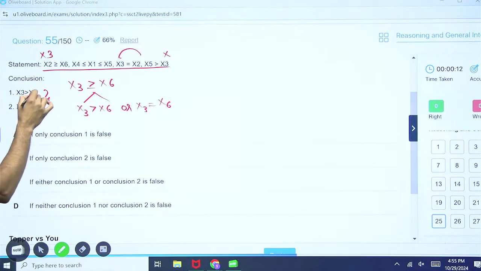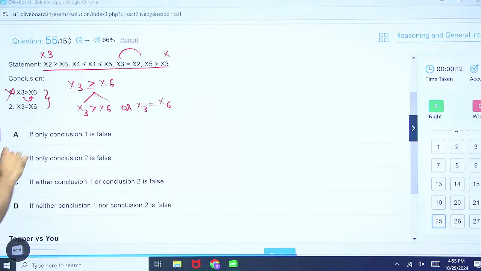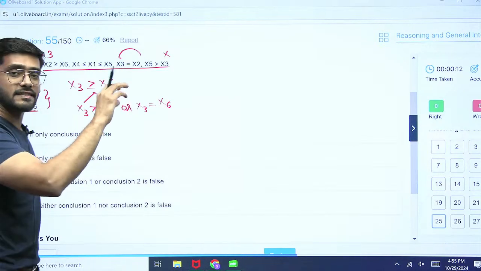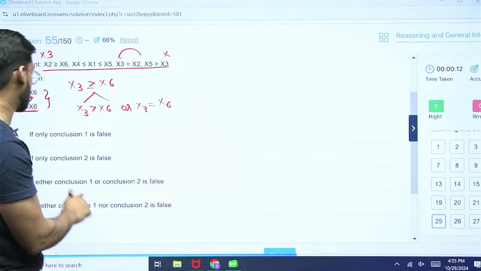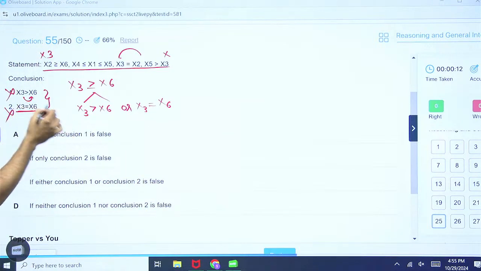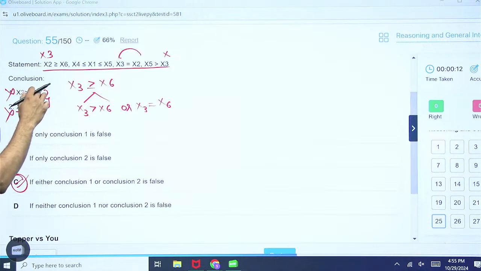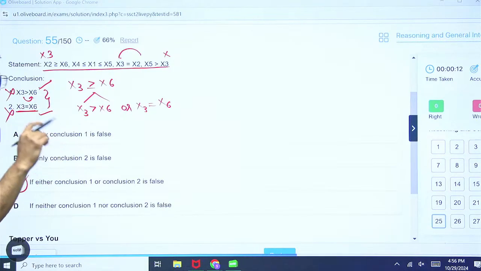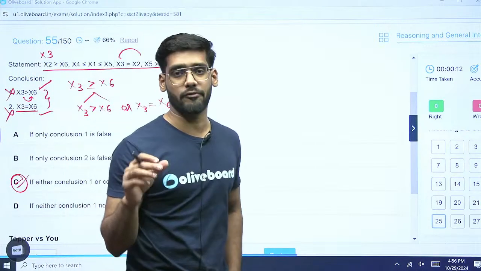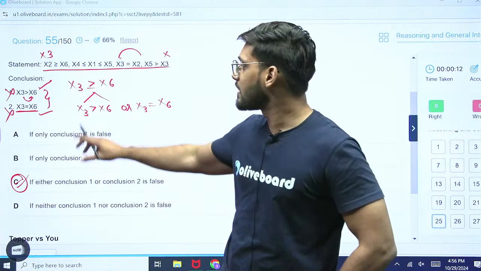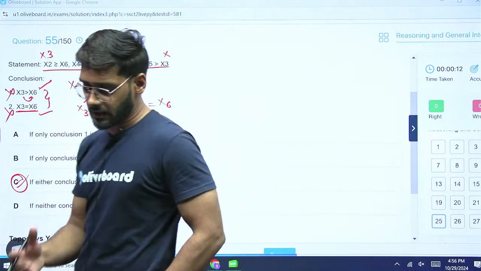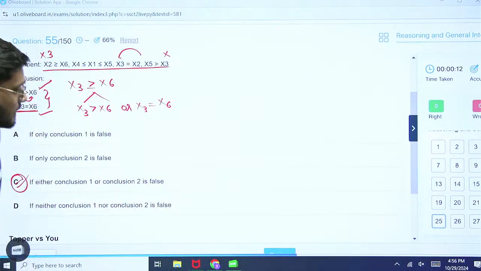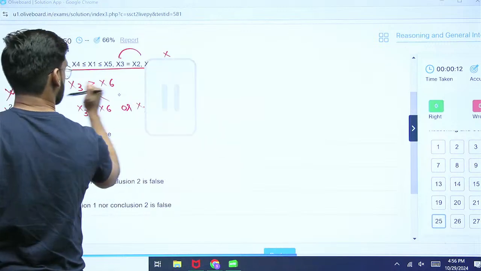What he is saying is not definite, so the first one is wrong. x3 is equal to x6? No, x3 can be equal but not definitely, so this is also wrong. But we can get both these things, so the answer is either-or. Either this will be true or this will be true, but none of them is definitely true. Okay, let's move on to the next question.